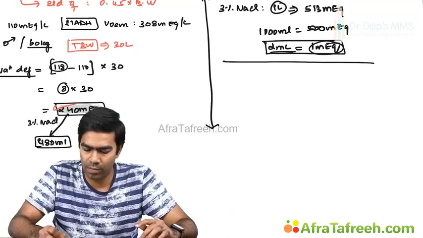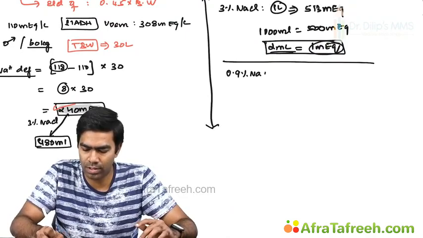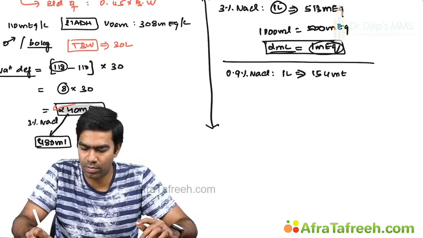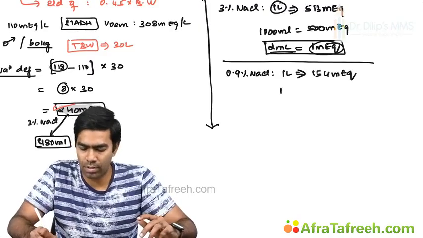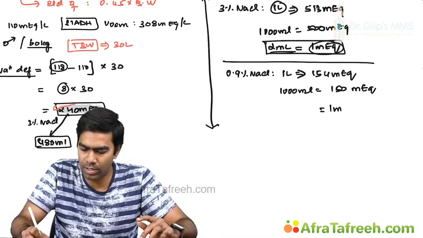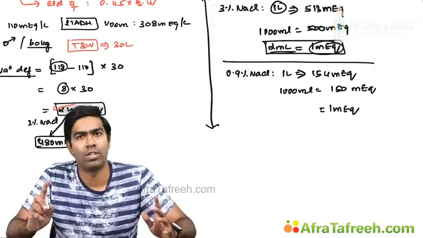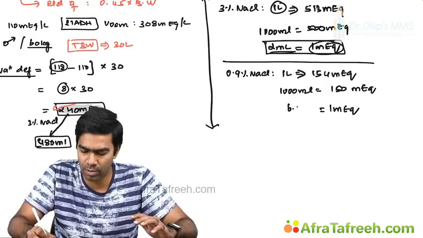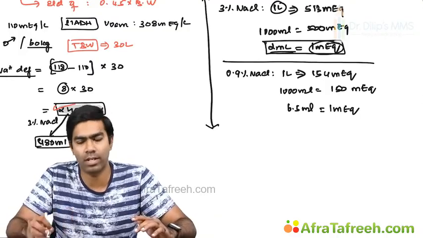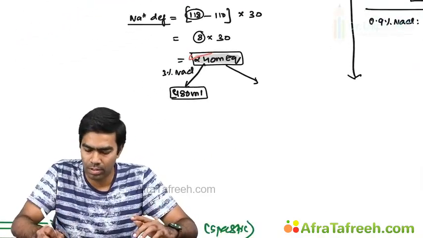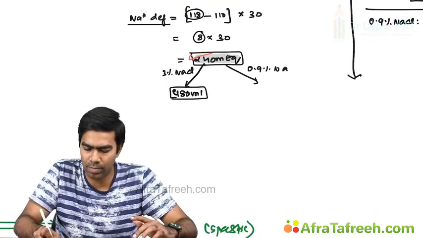Similarly, if my fluid of choice is 0.9% isotonic saline, you know 1 liter contains 154 milliequivalents of sodium. So 1000 ml, I can equate it to somewhere around 150 milliequivalents. So which means if I need to give 1 milliequivalent via isotonic saline, 1000 divided by 150 will be 6.66. So I can write 6.5 ml of isotonic saline needed to give 1 milliequivalent of sodium. So if I'm using isotonic saline for my correction.